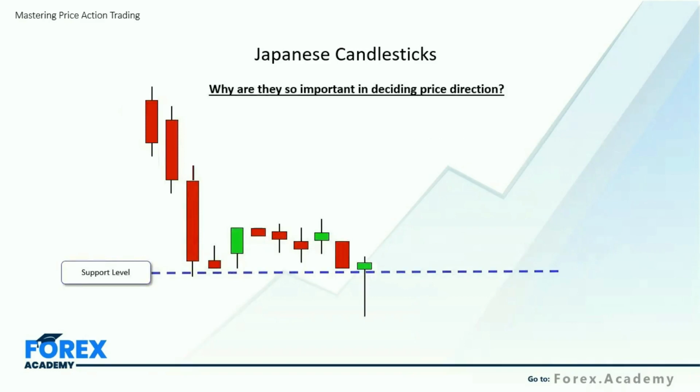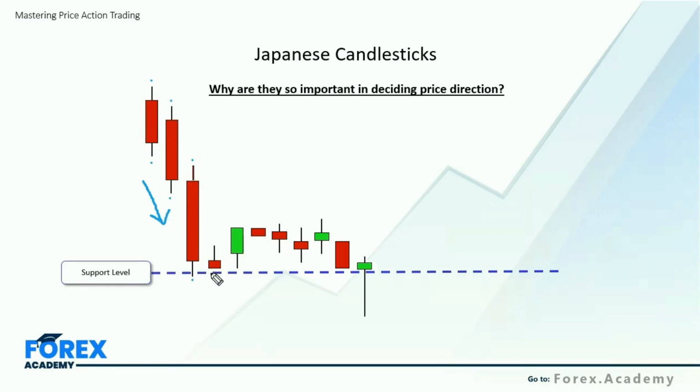And to just give you a good example of this, why are they so important in deciding price direction? Because when you can blend them with easy to identify levels of support and resistance, and you see price action interacting and behaving with these markets, and if you can see these three candlesticks are very, very bearish, i.e. pushing prices to the downside.